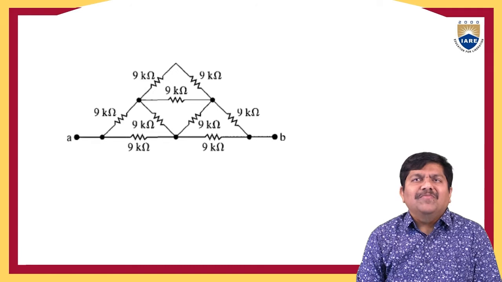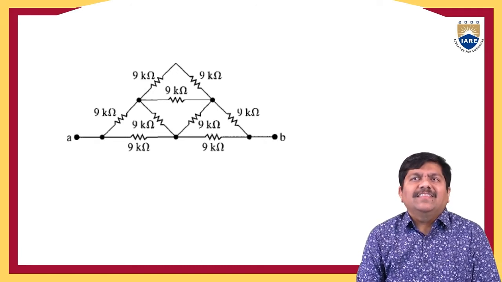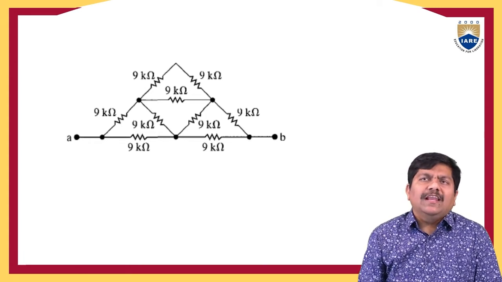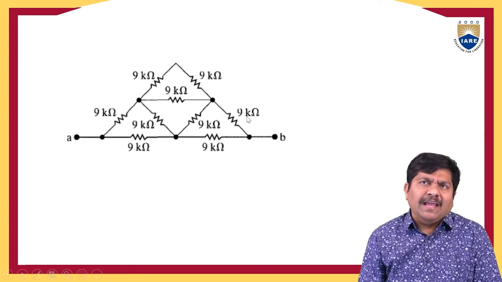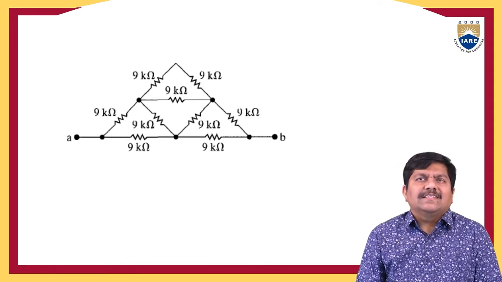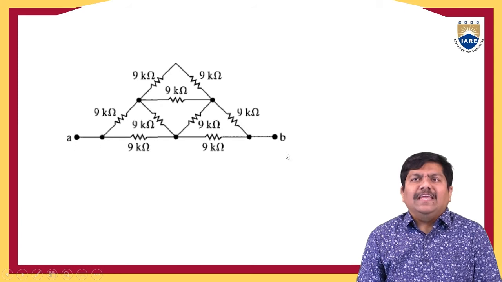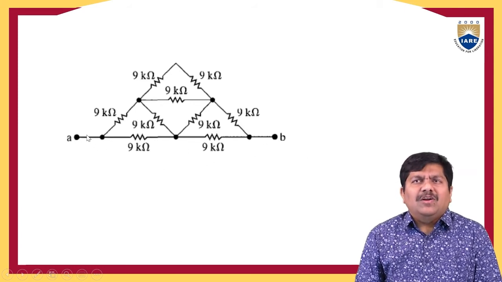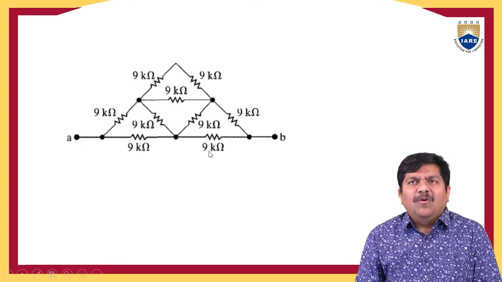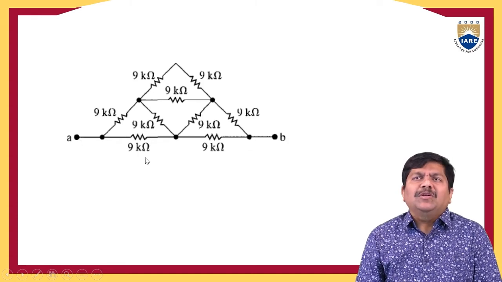For our simplification, I have represented the value of each resistance as 9 kilo ohm, so 9000 ohms. This total electrical network having 9 resistances, each 9K, is connected between A and B. If anybody wants to know the equivalent resistance between A and B, how much resistance can we see between point A and point B? What is the total resistance?